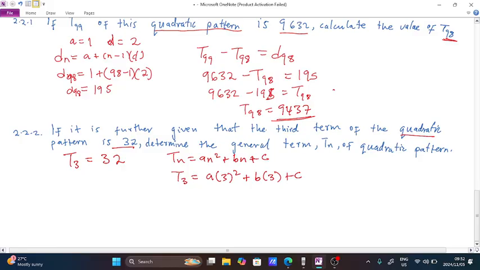But I've been told that T3 is 32, so 32 equals 9a plus 3b plus c. Now, this is an interpretation of what they said about term number 3. Can you see I've interpreted that to have an equation? So this equation can help me when I'm working, because they cannot just give you the statement and you don't use it.